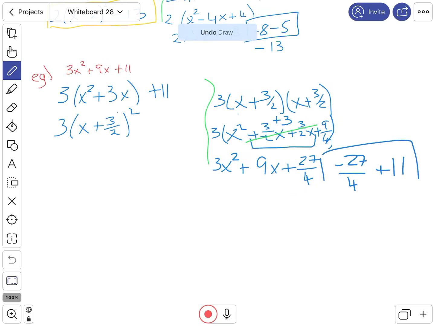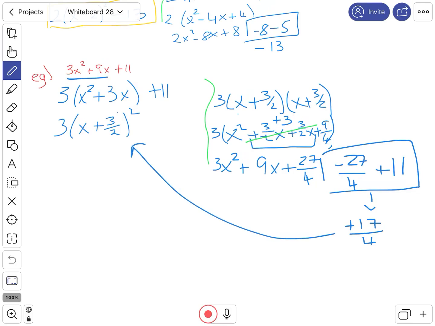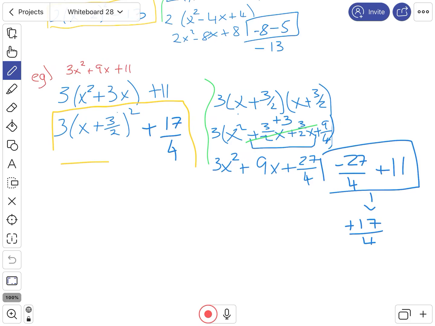So I'm going to check what all of this is in the calculator. And when I check what that is in the calculator, I am getting plus 17 over 4. And that is what I have to add on to this sum to get it to be this sum. Okay, so all I have to do is say plus 17 over 4, so that if I multiplied out this whole thing here, I would end up with this bit in red, but I also have it in the correct form of a(x plus b) squared plus c.